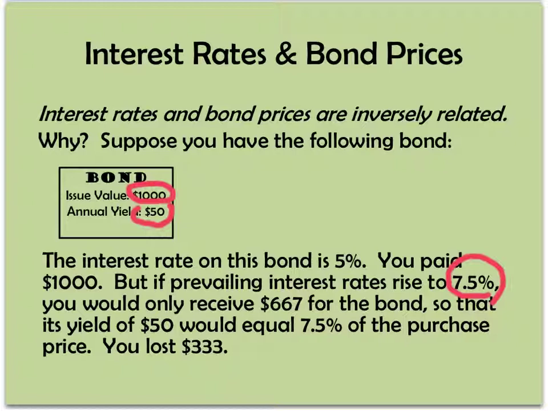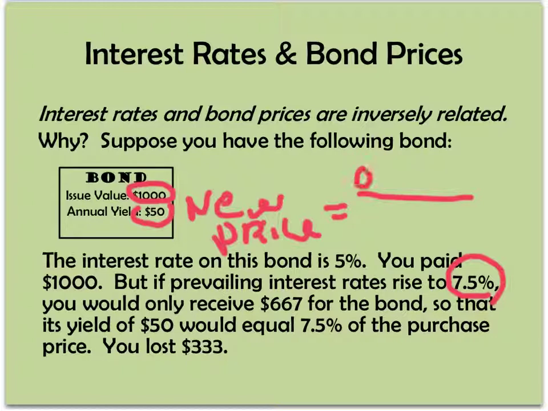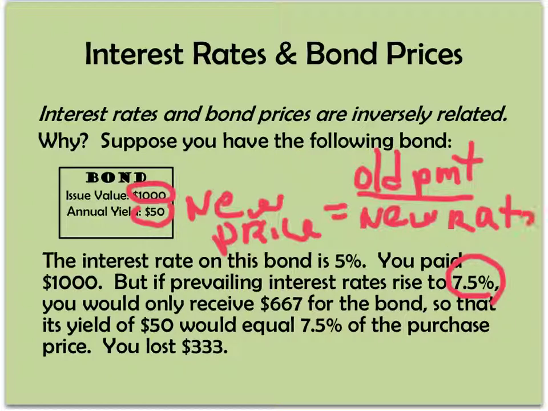to 7.5%. It's simply this, the new price, let's see if my horrible handwriting, I can write this. The new price is going to be the old payment, in this case $50, divided by the new rate. You have to do it as a decimal. And so if we divide $50 by 0.075, we'll get $667, to make the $50 yield equal to 7.5% of the purchase price. In that case, we lost $333.